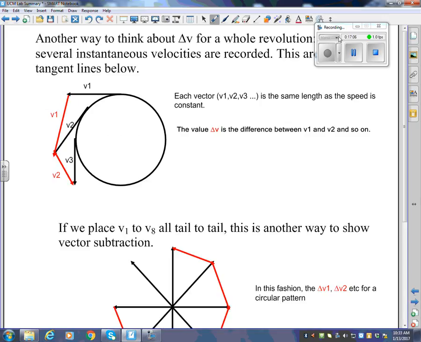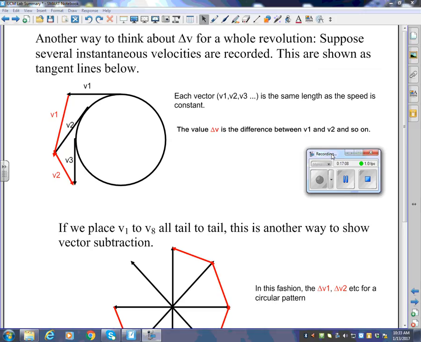Okay. Here's the one that I really, really hate. And sometimes I just zip right through. This is sort of another way to look at it. If you don't get this slide, not a problem at all. Another way to think about delta v for a whole revolution.